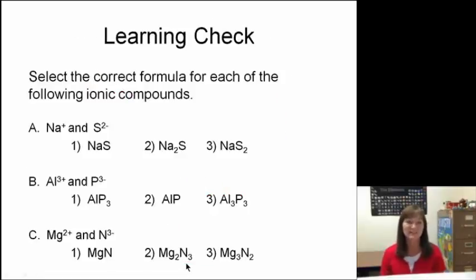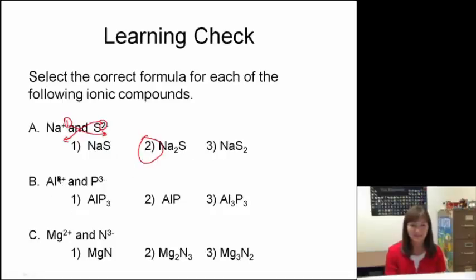Okay, so here's a learning check, one for you to do on your own. Select the correct formula for each of the following compounds. So if we do the crossing method, I am going to need a formula that has 2 sodiums, and this invisible one, when it becomes a subscript, stays invisible. So I'm looking for a formula with 2 sodiums and only 1 sulfur, and that would be number 2.